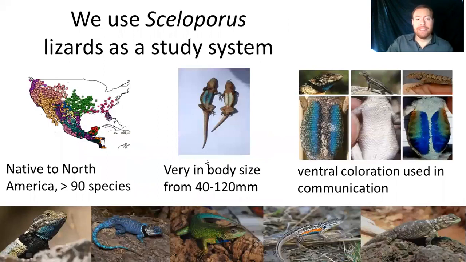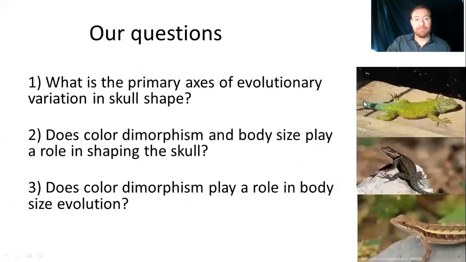However, today we're going to be focusing on Sceloporus lizards. Now, Sceloporus is a genus of lizard that's native to North America with just north of 90 species. They vary in body size from 40 to 120 millimeters snout to vent length, and they have these hallmark ventral patches that they use in interspecific communication. However, through evolutionary time, some species have lost the ventral patch. From now on, I'm going to be calling any species with a ventral patch a blue species and any species without a ventral patch a white species.